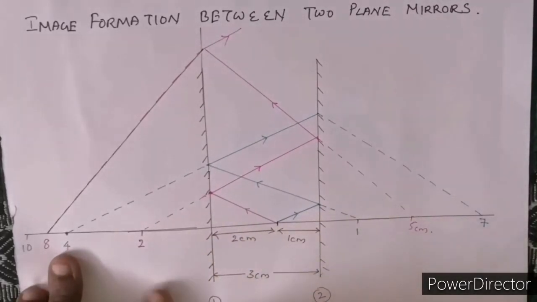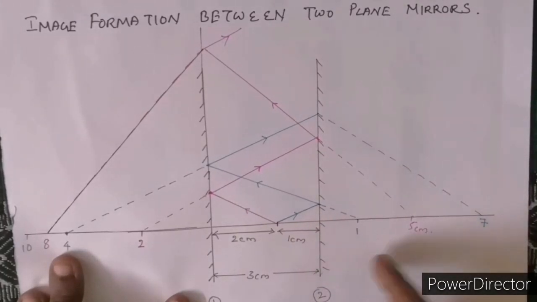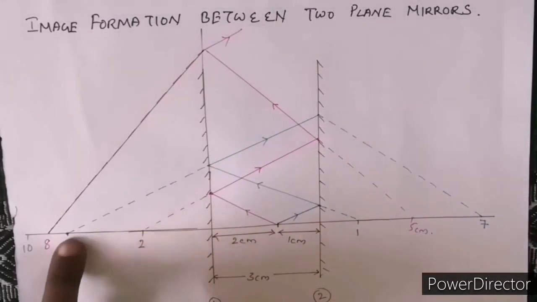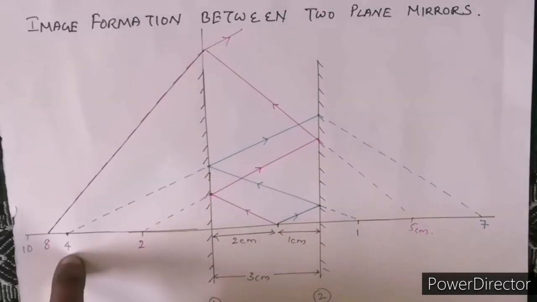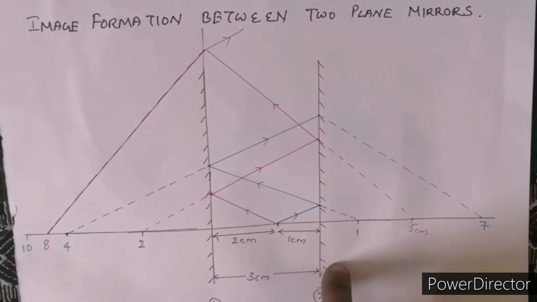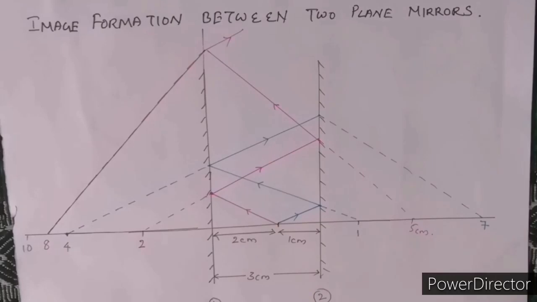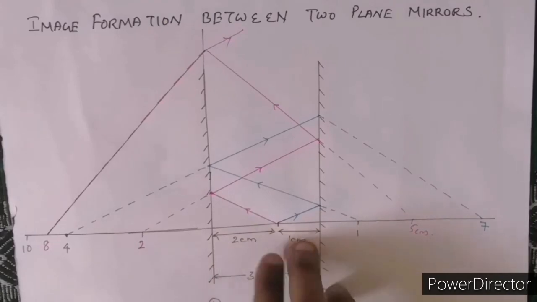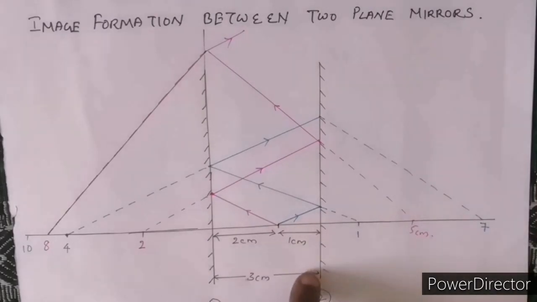So the distance between the first mirror and this image is 4 cm, and this image will act as the object for the next image produced in the first mirror. That is why we are getting an image here at 4. And this image will act as the object for the second mirror, and the distance between this image and the second mirror is 4 plus 3, that is, 2 plus 1, which is 7. So we are getting an image exactly 7 cm from the second mirror.